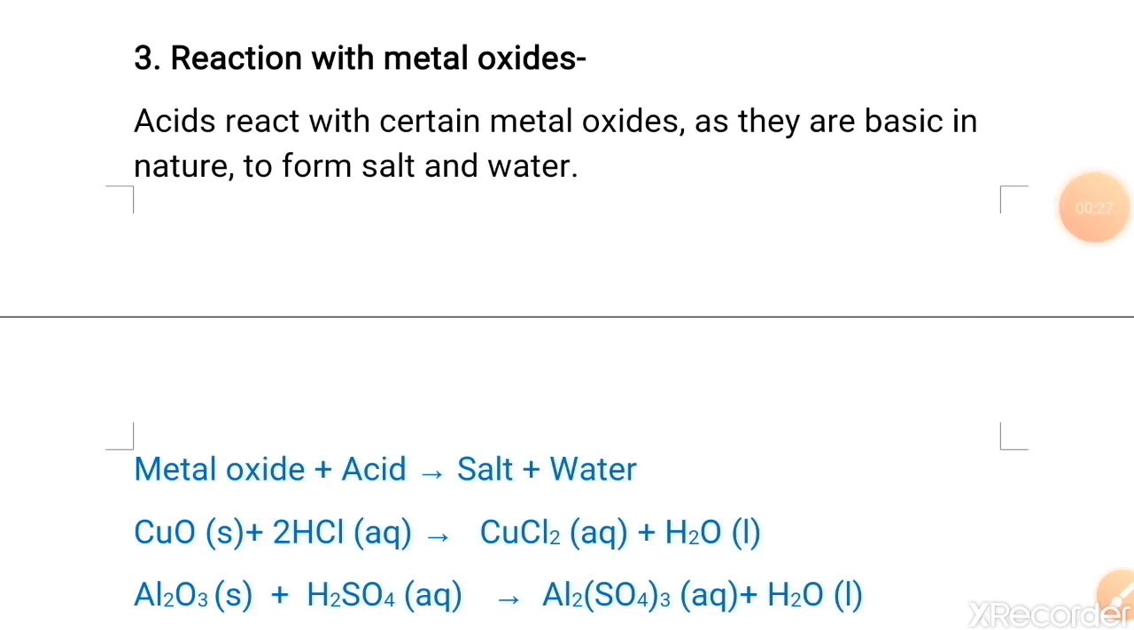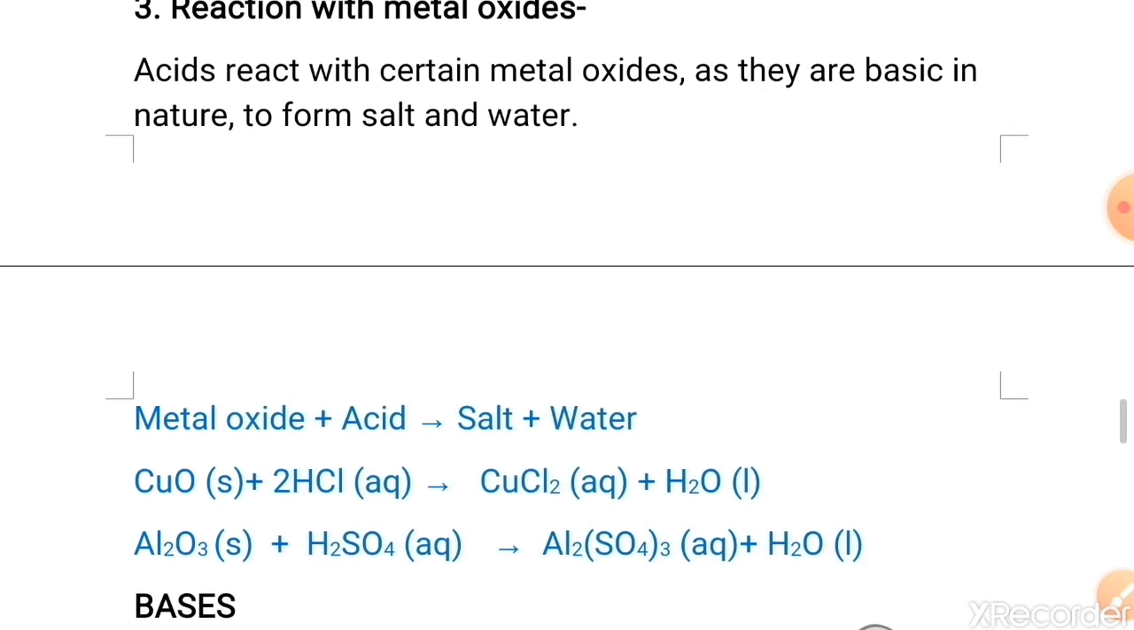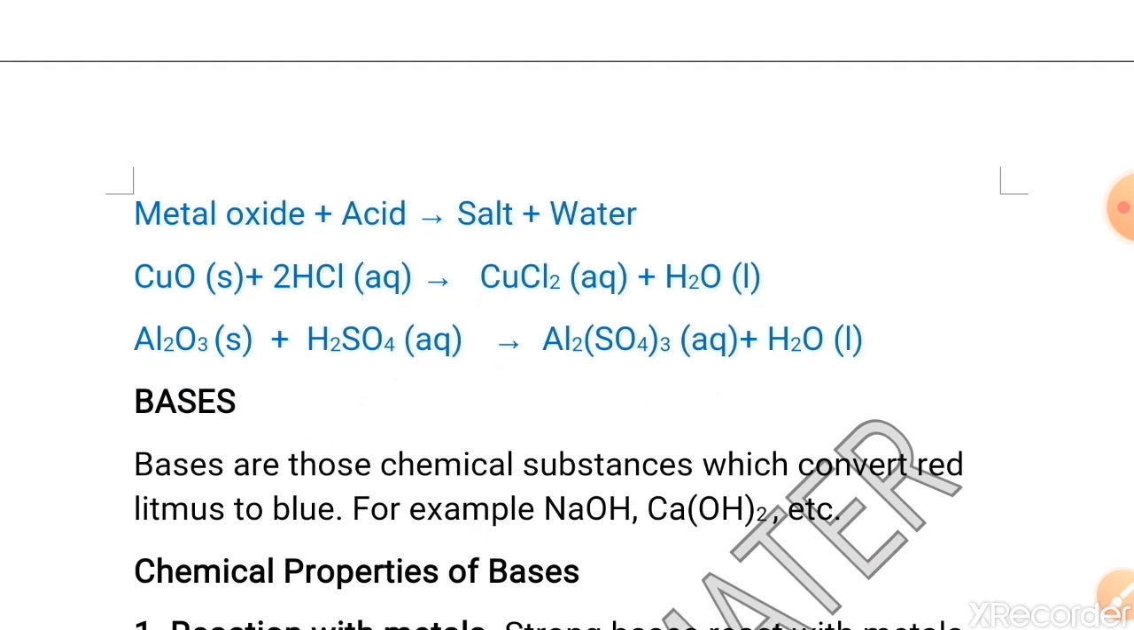The first one is reaction of acids with metal oxide. Students, acid reacts with metal oxide because metal oxides are basic in nature, and when they react they form the corresponding salts and water. Now the word equation will go like this: metal oxide plus acid gives salt plus water. We will discuss two examples here.